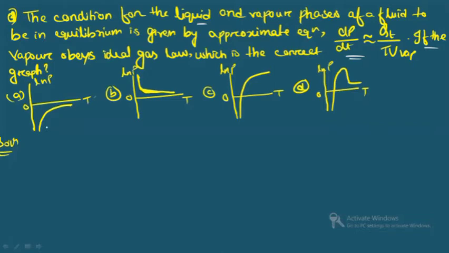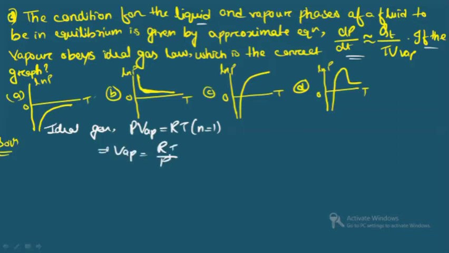Now first of all, let's write the ideal gas law. If I write P V vapor, it equals RT. This I'm writing for n equals 1. From here you can calculate that V vapor equals RT by P. This is the same thing that we did in the last question. In the same way we will proceed. And you are given dP by dT equals QT by T V vapor.